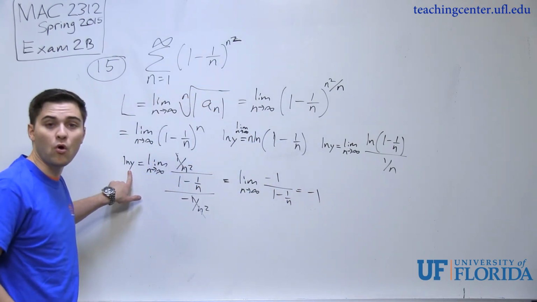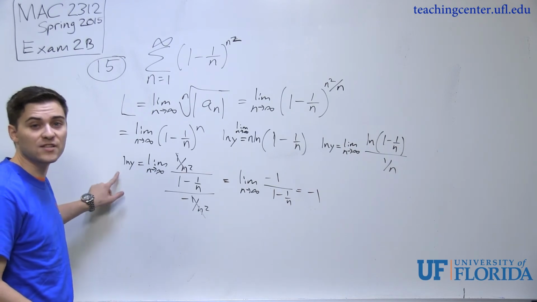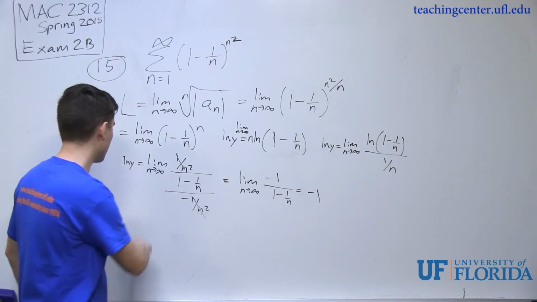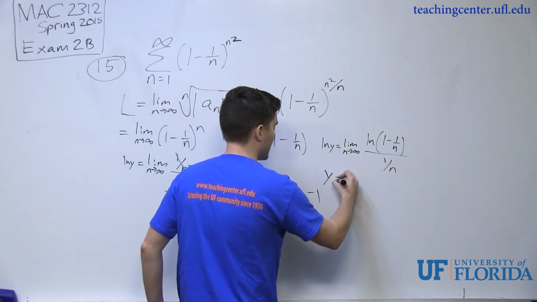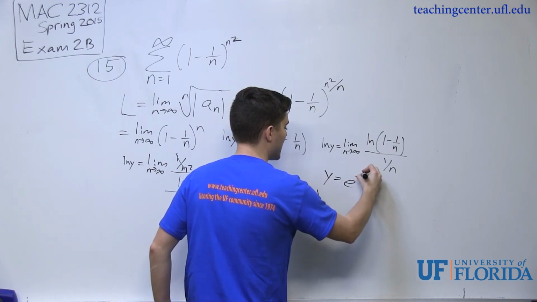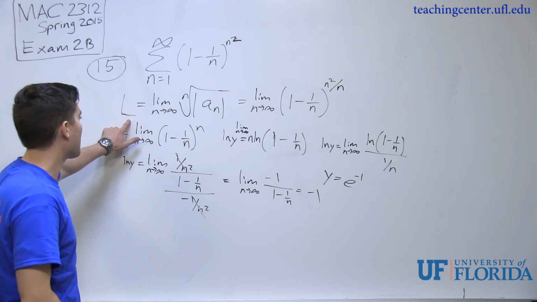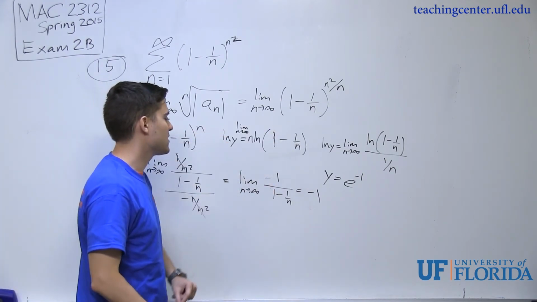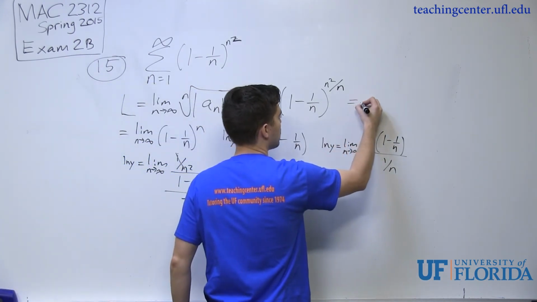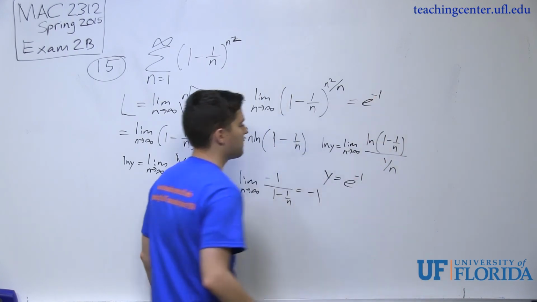However, I took the natural log initially, so I need to raise both sides to an e power to get it back to its original form. So therefore, y is equal to e to the negative 1 in this case. So what that means is my L value, after I take the limit of this as n approaches infinity, should equal e to the negative 1.